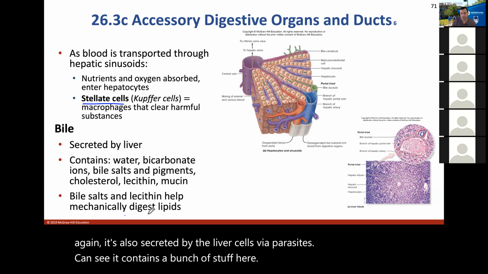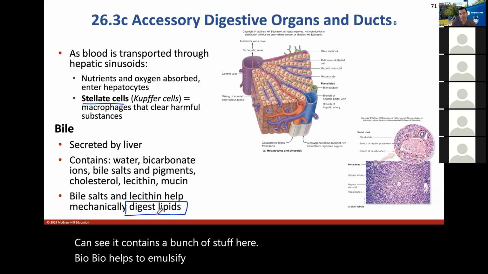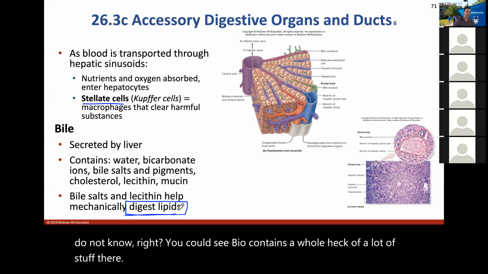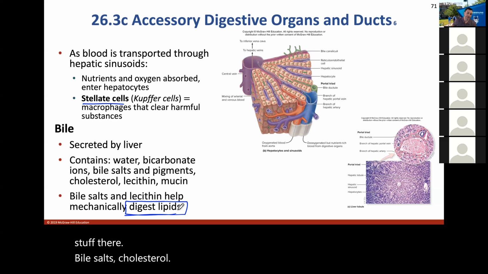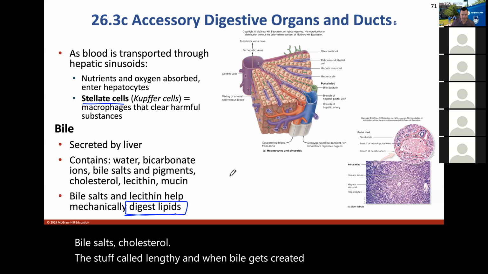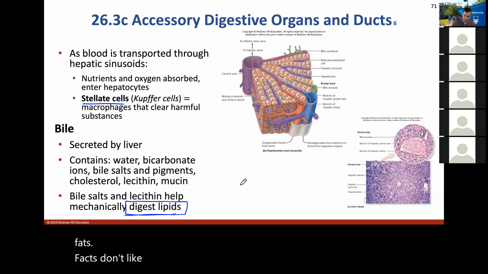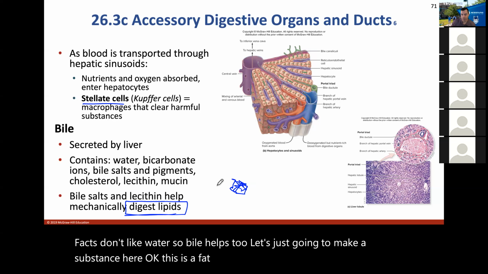Bile helps to emulsify fats, or digest fats. That's bile's function if you do not know. You can see bile contains a whole lot of stuff: bile salts, cholesterol, the stuff called lecithin. When bile gets secreted, it helps to emulsify fats. Fats don't like water. So I'm going to make a substance here. This is a fat molecule. When bile is secreted, it surrounds it.